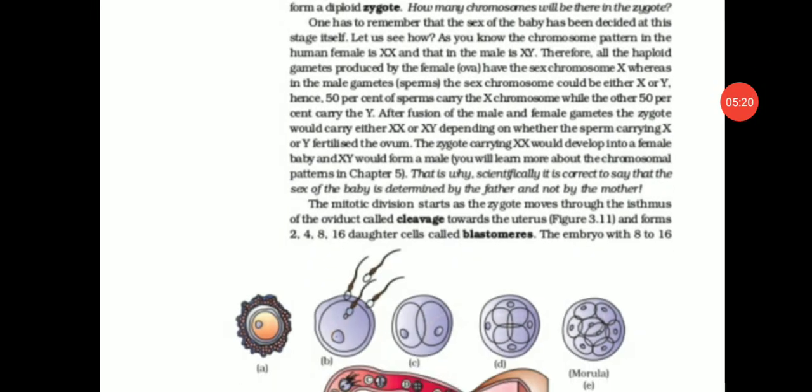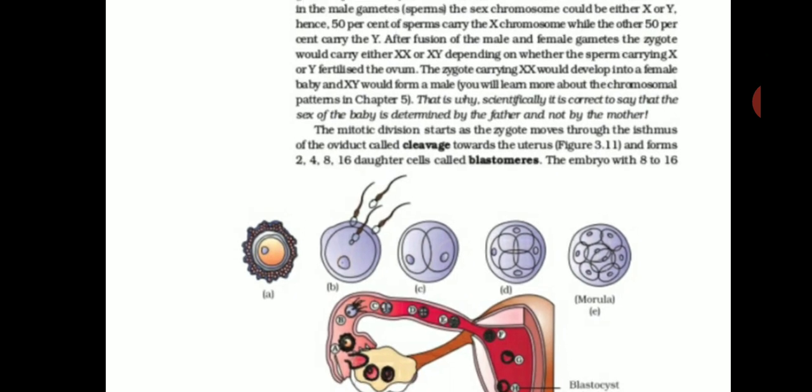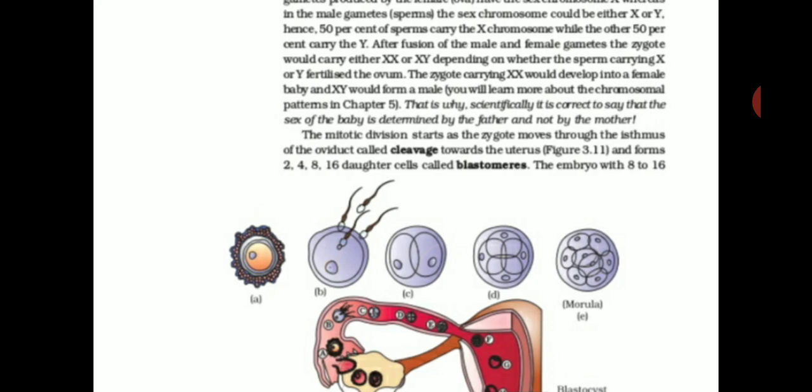Therefore, all the haploid gametes produced by the female have the sex chromosome X, whereas in the male gametes the sex chromosomes could be either X or Y. Hence, 50% of sperms carry the X chromosome, while the other 50% carry the Y chromosome. After fusion of the male and female gametes, the zygote would carry XX or XY depending on whether the sperm carrying X or Y fertilizes the ovum. The zygote carrying XX would develop into a female baby, and XY would form a male. That is why scientifically it is correct to say that the sex of the baby is determined by the father and not by the mother.